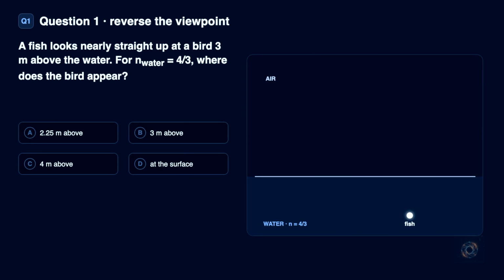Question 1. Reverse the viewpoint. A fish looks almost straight up at a bird flying 3 meters above the water. Refractive index of water, 4/3. Where does the bird appear to the fish? A. 2.25 meters. B. 3 meters. C. 4 meters. Or D. Right at the surface. 5 seconds, pause if you need more time.